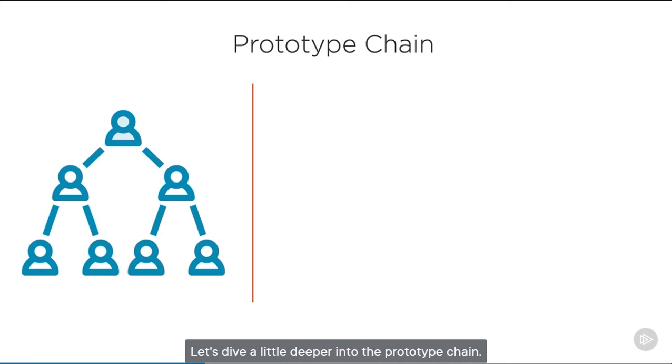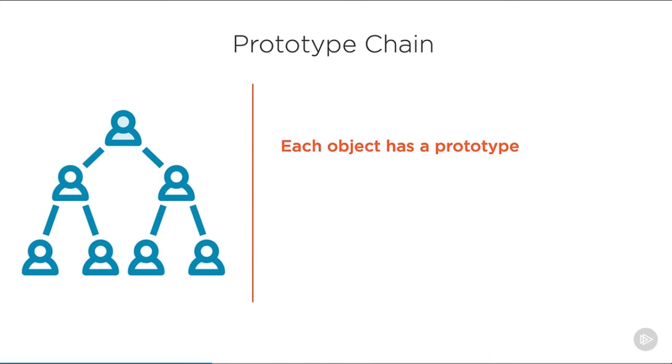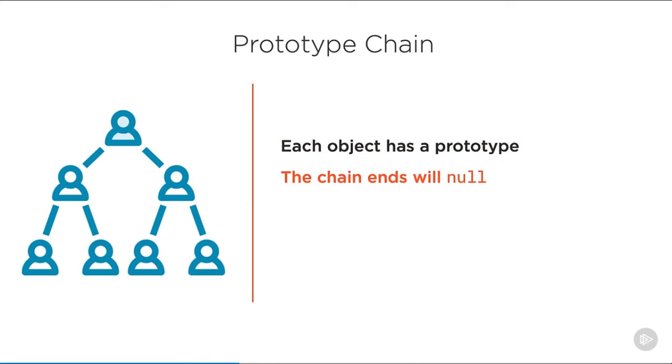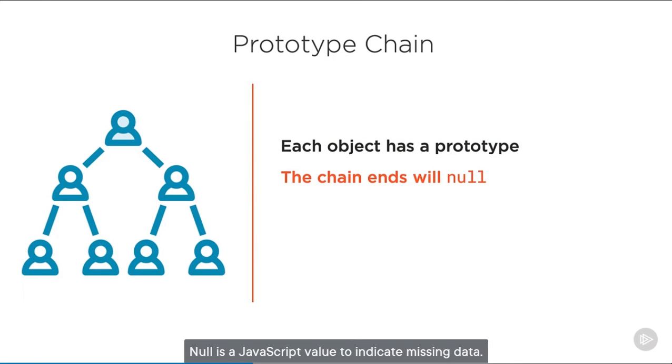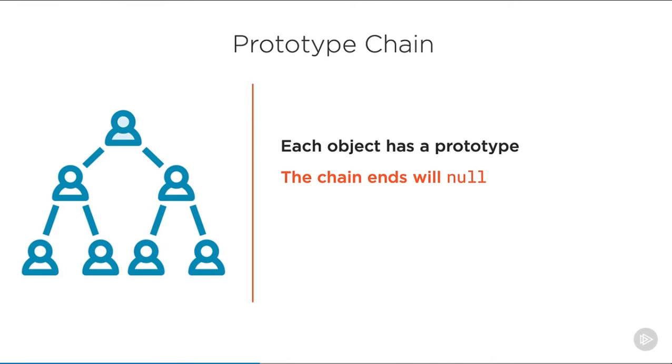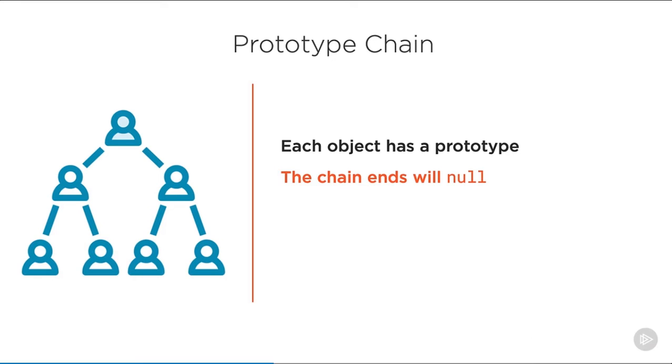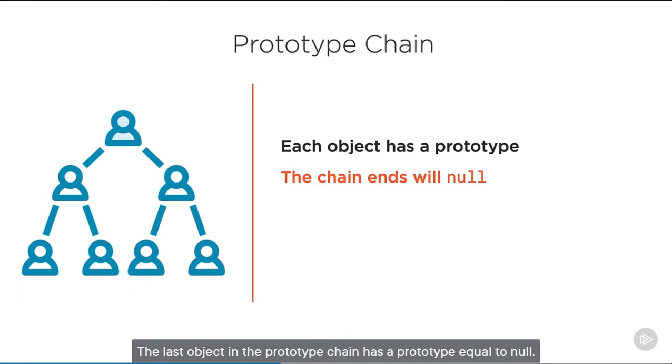Let's dive a little deeper into the prototype chain. Each JavaScript object has a prototype. This is true for all types: object literals, strings, numbers, functions, and so on. Prototypes form a chain. Null is a JavaScript value to indicate missing data. It is also the value that indicates the end of the prototype chain. The last object in the prototype chain has a prototype equal to null.